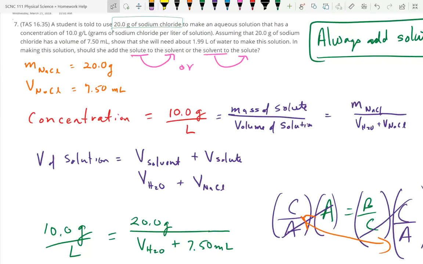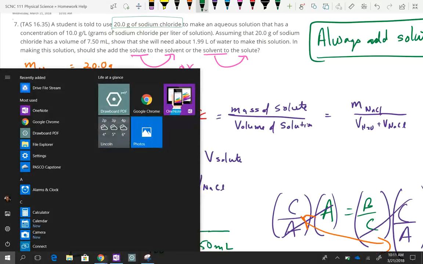Okay, we can look at one more maybe. Do we have another homework question somebody wanted to look at? 12? Okay, so let's go back and see what number 12 is.